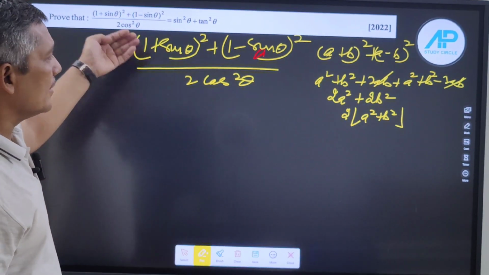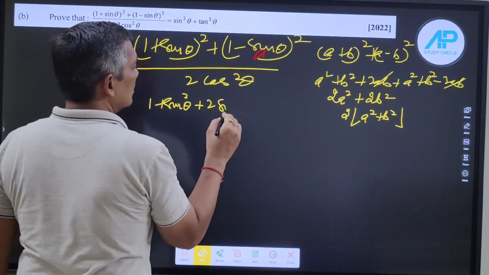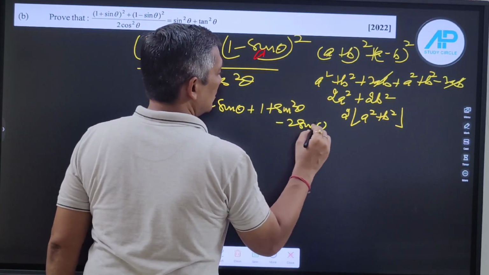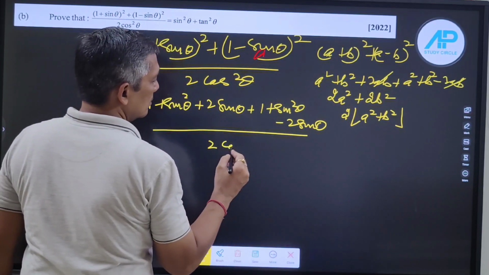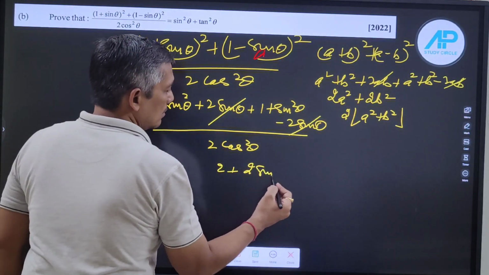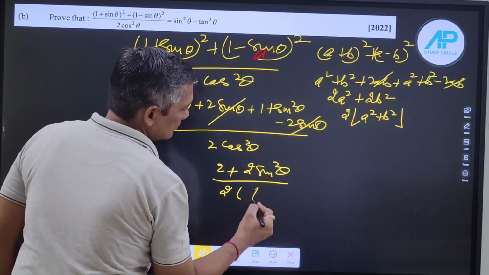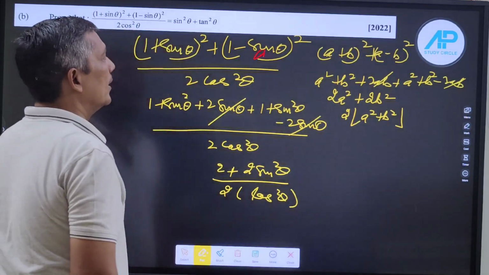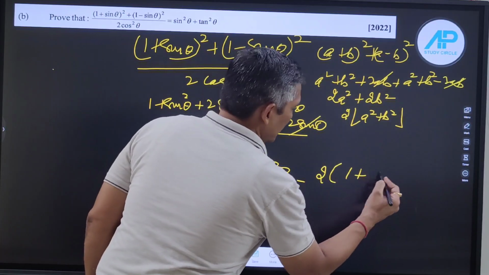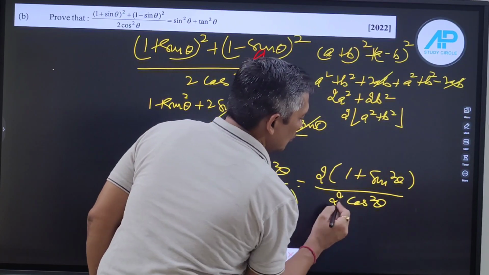Now apply the same identity here. This we got 1 plus sine square theta upon 2 cos square theta; 2 plus 2 sine square theta upon twice of cos square theta. Take out 2 common in the numerator: 1 plus sine square theta upon, and cancel 2 and 2.